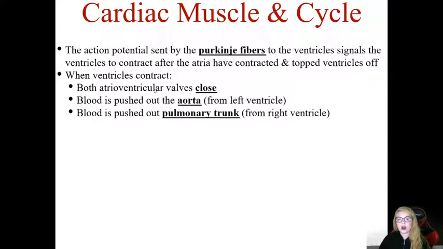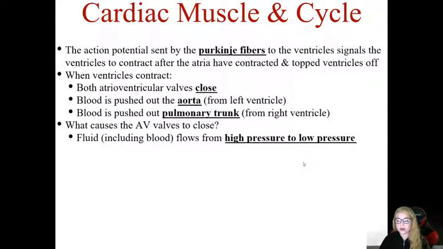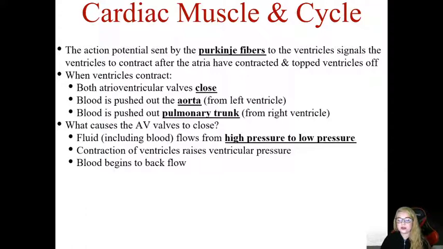All right, and so what causes those atrioventricular valves to close? Well, for one, fluid, including blood, flows to the heart, high pressure to low pressure. All right, so there's a consistent pressure, but it's going to flow from high to low. Contraction of the ventricles raises the ventricular pressure. Okay, as they contract, that's increasing the pressure, and blood begins to backflow. It catches in the cusps of the AV valves, causing them to close.